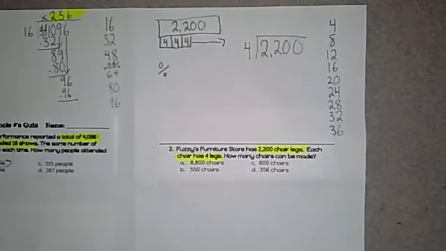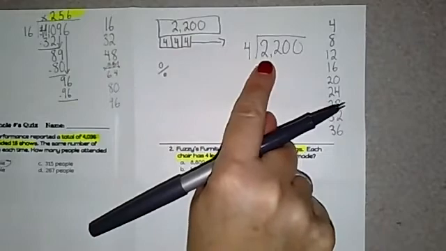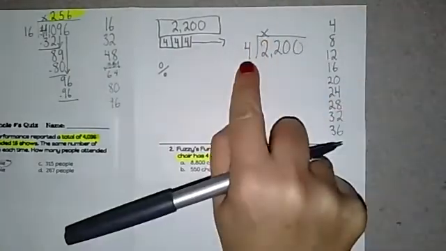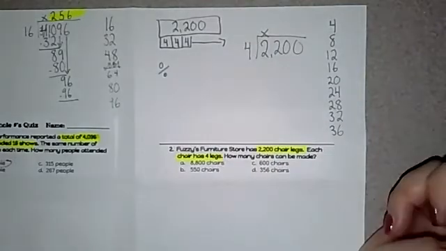All right, Adam, you're up. Adam, can I divide 4 into 2? No. All right, how many 4s are in 22? Adam, look at your list.